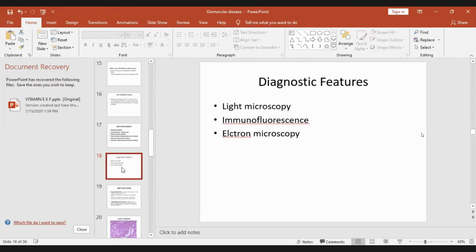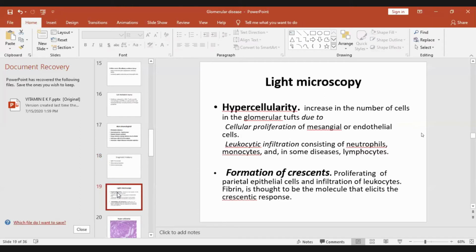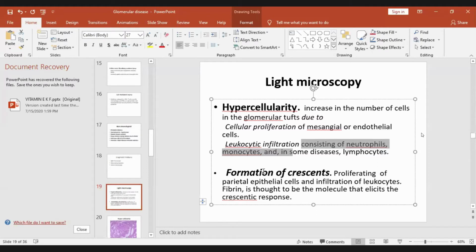Now, what are the diagnostic features? Light microscopy, immunofluorescence and electron microscopy are used for diagnosis of glomerular disease. These three will be taught in every individual case. So what are the light microscopic features you see in glomerular disease? One is hypercellularity, that is an increased number of cells in the glomerular tuft. That may be because of leukocyte infiltration, that is neutrophils, monocytes, and in some diseases lymphocytes, or cellular proliferation of mesangial and endothelial cells, as I told you previously.